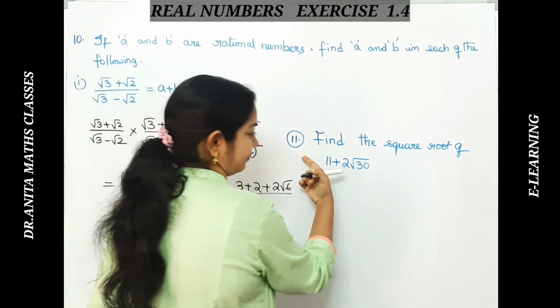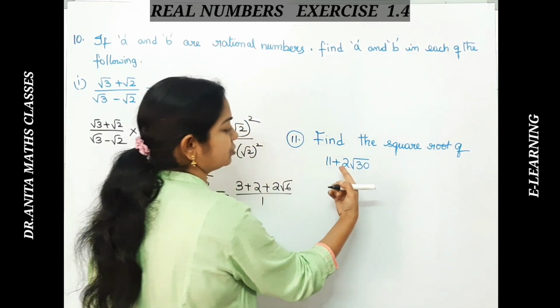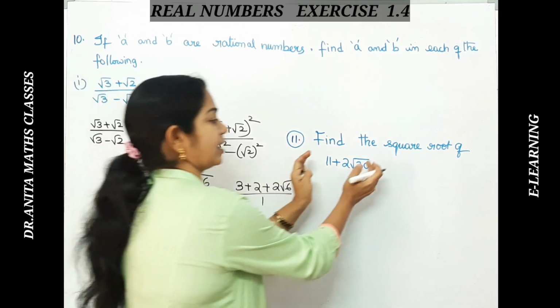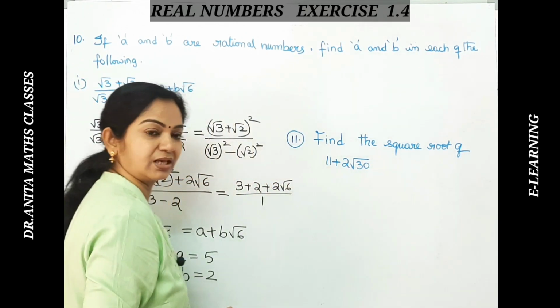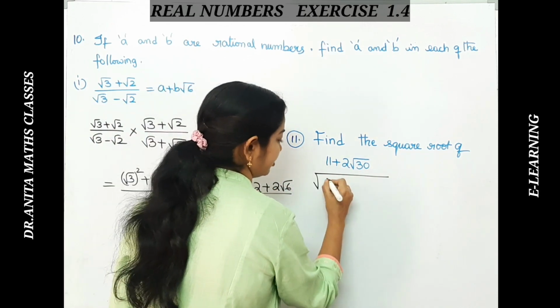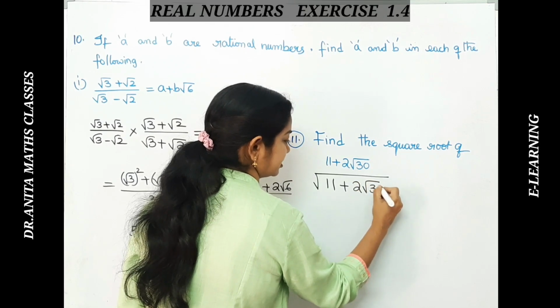Now moving on to the 11th problem. Find the square root of 11 plus 2 root 30. Here it is asking us to find the square root of the complete thing. So we have to find the square root of 11 plus 2 root 30. We have to find this. This is the question.